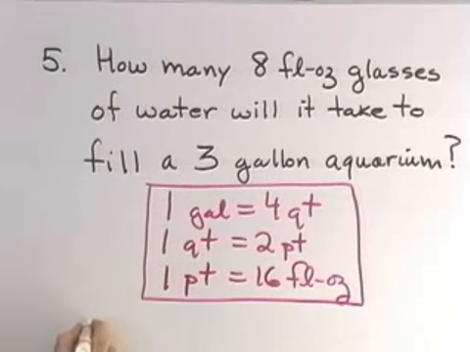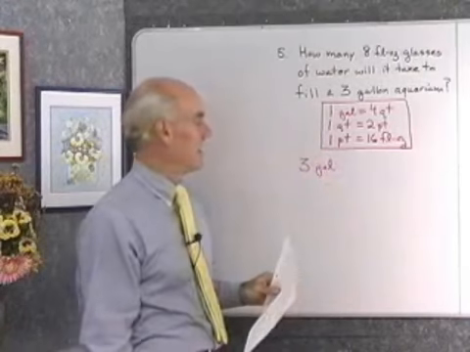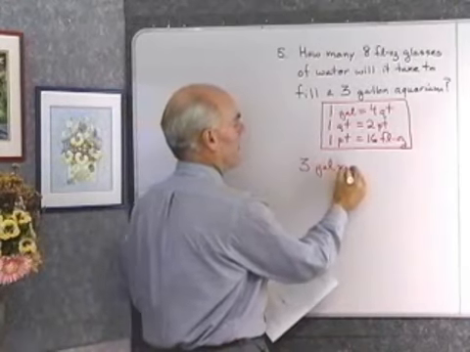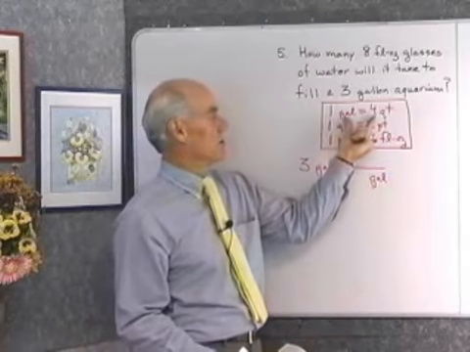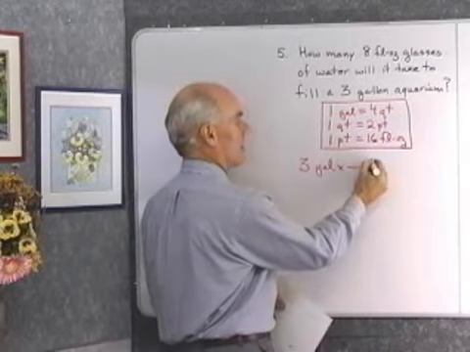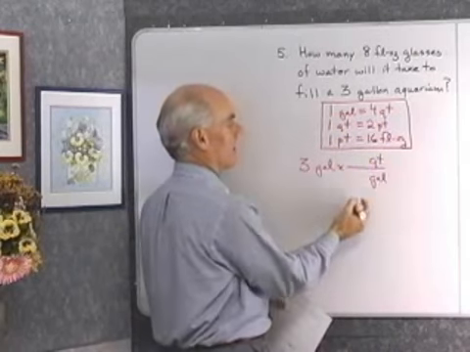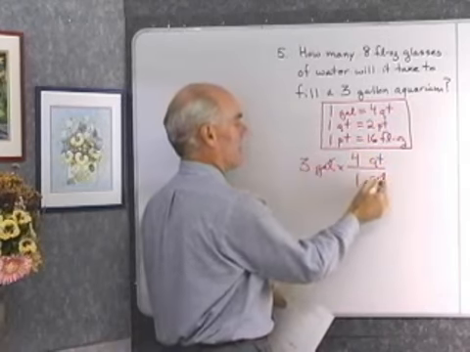So let's start here with my 3 gallons. I'm going to multiply by a conversion factor that will allow gallons to divide out. So I'll use this one right here. I'll go from gallons to quarts, so gallons in the denominator, quarts in the numerator. And what I have is 1 gallon is the same as 4 quarts. Now my gallons have divided out.